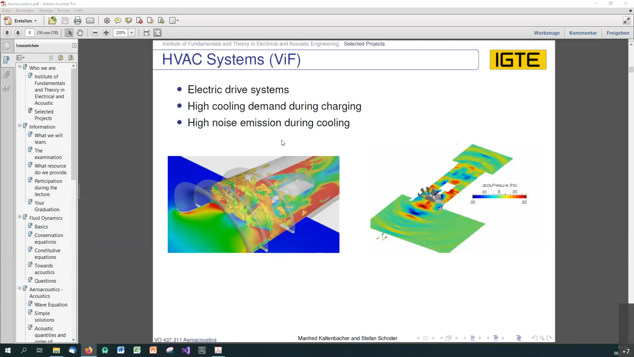And this is not fun, because if you're probably living in a nice street and it's all very quiet and you probably hear the birds and stuff like that, and then some car is charging and you have a big fan cooling the battery, it's probably not so cool. Therefore, we investigate how to reduce the sound sources, but first we have to identify the sound sources.